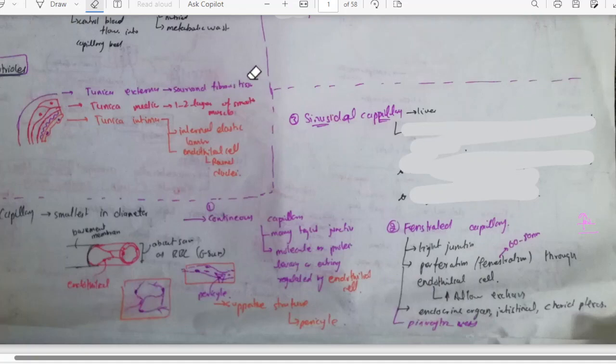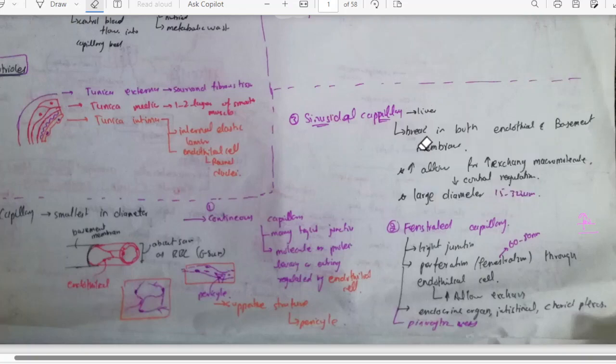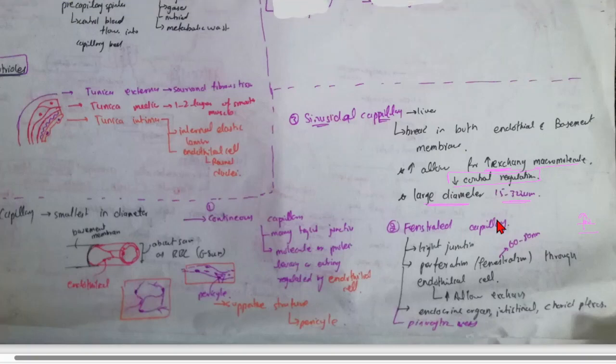Now the third is called the sinusoidal capillary. Sinusoidal capillaries are present in the liver. There are breaks in both the endothelium and the basement membrane. They allow more exchange of nutrients, more exchange of macronutrients, and decreased control regulation. There is no more control regulation here, and the diameter is large, 15 to 30 nanometers. So this is about the arterioles and capillaries.